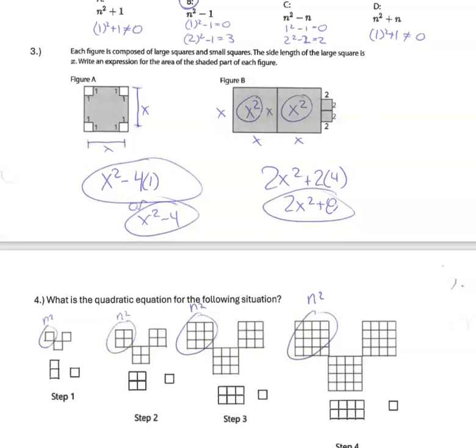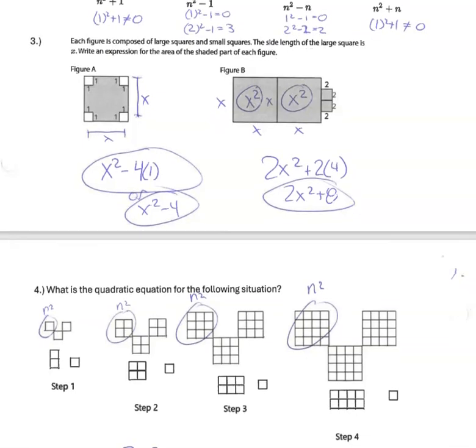Number 3, you're supposed to be representing this area, and you're supposed to be generating an equation that represents it. They say the whole entire side length is x. So it's going to be an x by x, which is x squared, and then you have 4 of those squares taken out, and each one has an area of 1, so I just said 4 times 1, and that gets your x squared minus 4. The next one has 2 squares that are both x by x, so that's going to get you 2x squared, and then you're going to have to add 2 of the 2 by 2s, which is 4, and that's how I got my 2x squared plus 8.